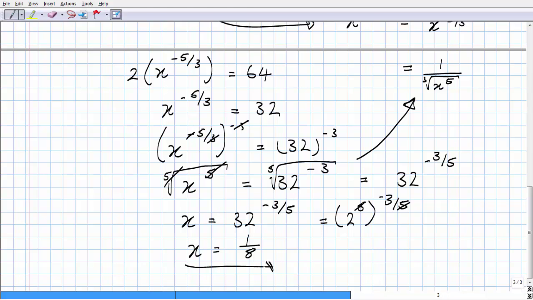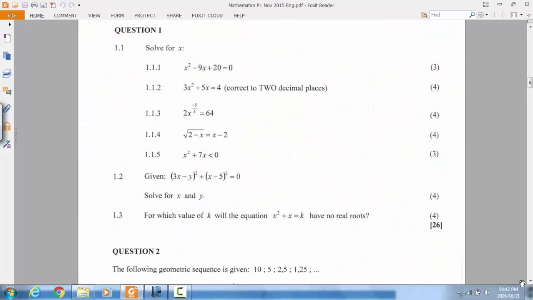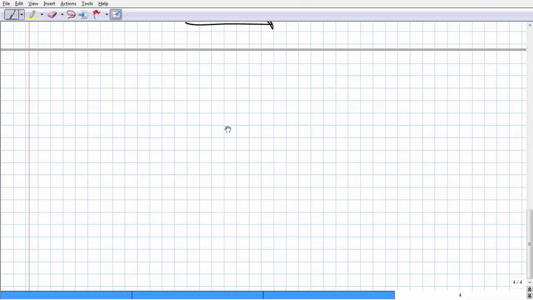Okay, right, so let's have a look at the next question. So the next question over here, we have something with a square root on it, and that's equal to x minus 2. So that's fairly simple. Most of the questions in question 1 are going to be fairly simple. I mean, that's the whole point of question 1. It's basic algebra.